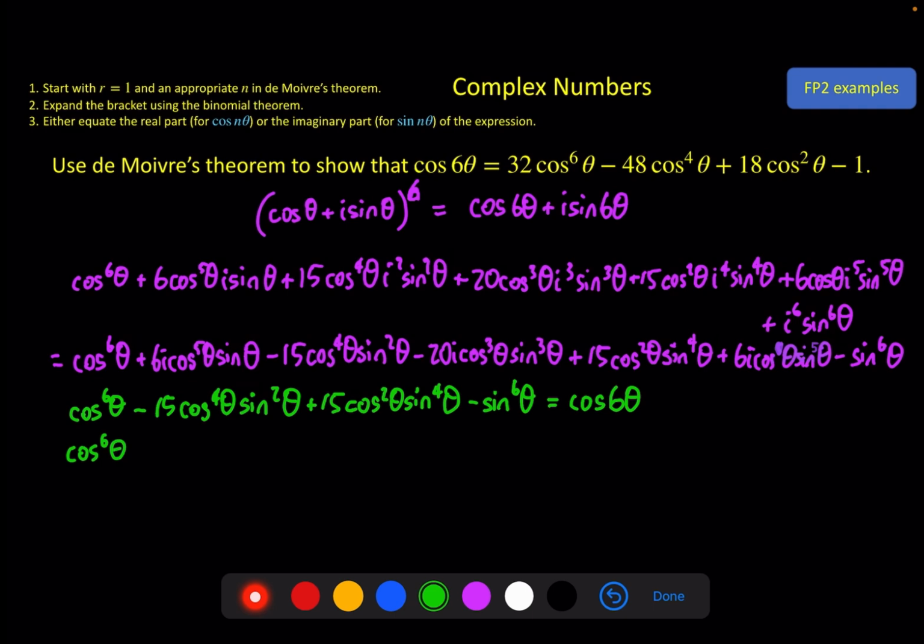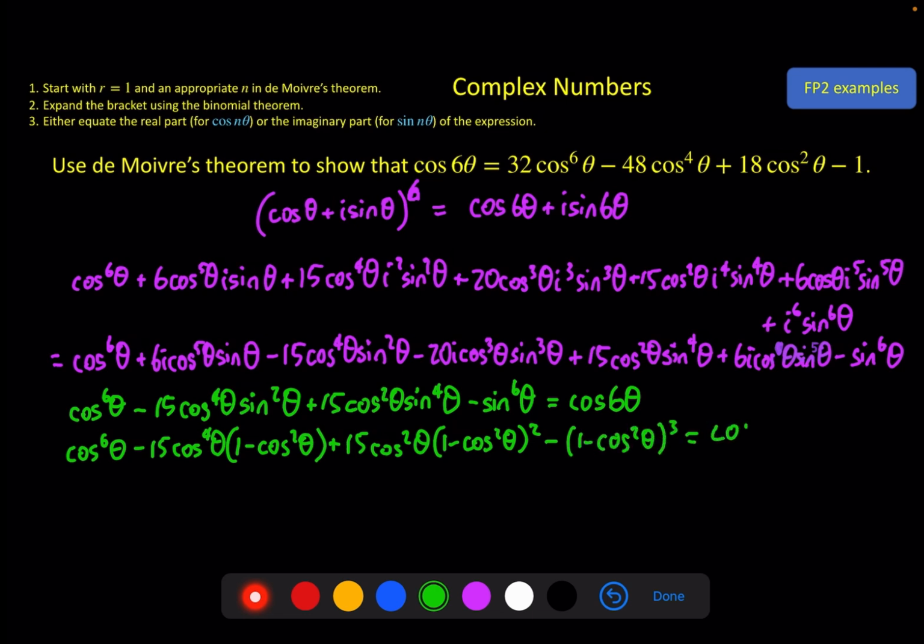giving us cos power 6 theta minus 15 cos power 4 theta (1 minus cos squared theta) plus 15 cos squared theta (1 minus cos squared theta) squared minus (1 minus cos squared theta) cubed is all equal to cos 6 theta. The only thing left to do then is to follow through on simplifying this out. Plus 15 cos power 6 theta minus 15 cos power 4 theta.